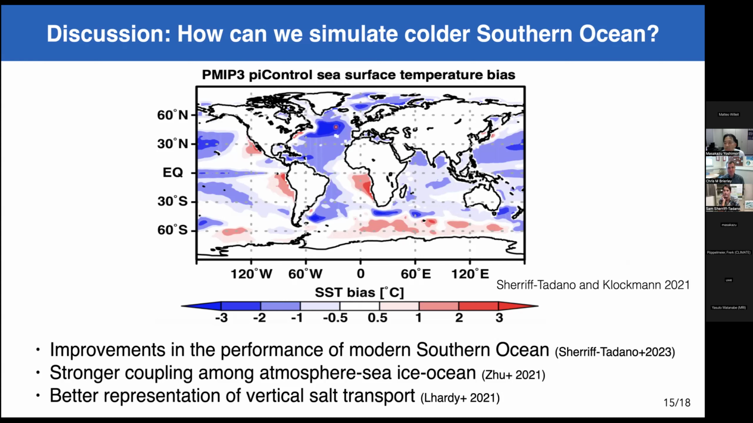Okay, thank you. Other questions? Have you checked the salinity bias? I think we did it a while ago and completely forgot about it. Sorry. But yeah, salinity bias in the deep ocean can be important, I guess, maybe.